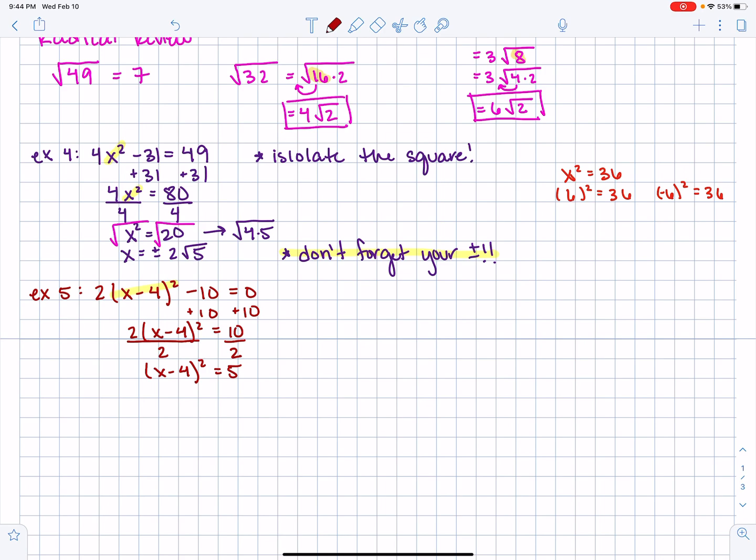Now that the square is isolated, you can go ahead and take the square root of both sides. So you get x minus 4 is equal to plus or minus the square root of 5. Don't forget those plus or minus. The last little step is that you have to move that constant over. So x is equal to 4 plus or minus the square root of 5. We're going to box this, and what this means is that the graph crosses the x-axis at 4 plus the square root of 5, and at 4 minus the square root of 5.